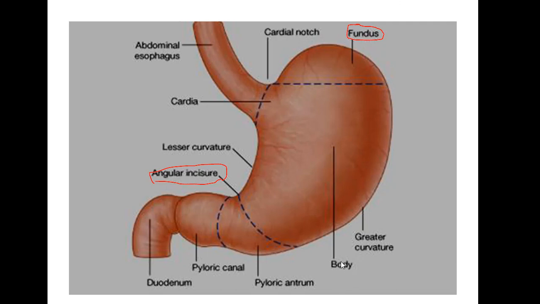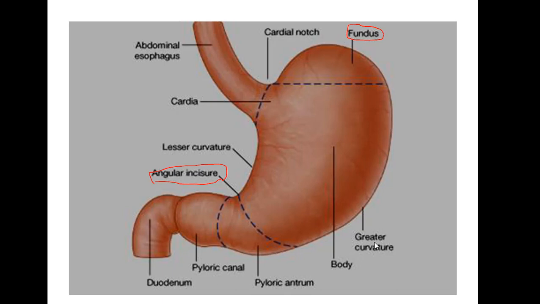The stomach occupies two parts of the abdomen, the epigastric part and the left hypochondriac part. These are the parts of the stomach. As you see here, we have the fundus of the stomach, the body, which occupies the major part of the stomach, and the pylorus, which is defined by the angular incisure. The angular incisure is an imaginary line that divides the body from the pylorus. The pylorus is also subdivided into the pyloric canal and pyloric antrum.